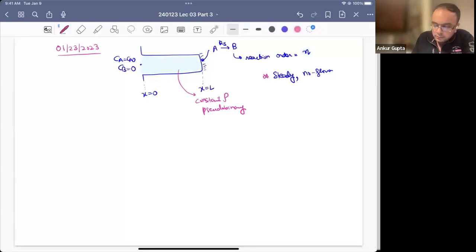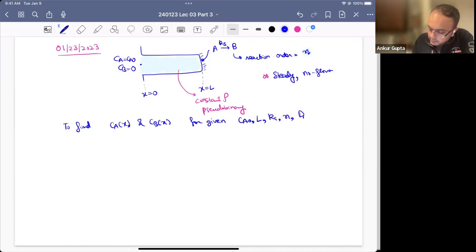Okay. So the objective is to find CA of x and CB of x for given CA naught, L, KS, n, DA and DB. So these are the diffusivities. So this is the objective. We have been asked to find the concentration profiles given all these parameters.